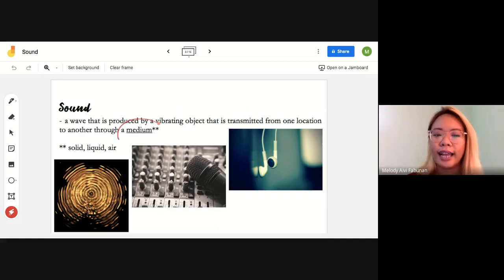So tatandaan natin lagi na when it comes to sound, it always needs a medium. The medium in which it can move from one location to another can be solid objects. So solid objects can create sound and can transfer sound. At the same time, it can also be transmitted via liquid objects. Yung pinaka-common na medium na ginagamit ng sound for transmission is of course air.